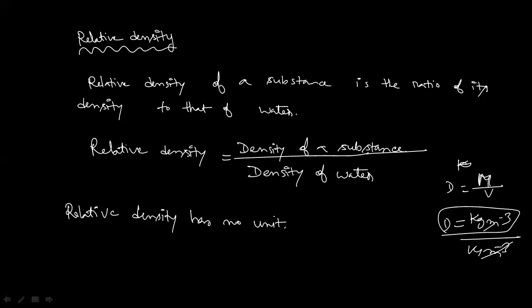Now see in your NCERT book, see this one. See example 10.7, relative density. It is given that the density of water is 1000 kg per meter cube. You have to underline this one. So you have to put the value and you can find the density of silver.